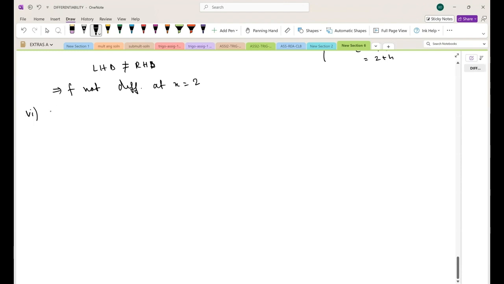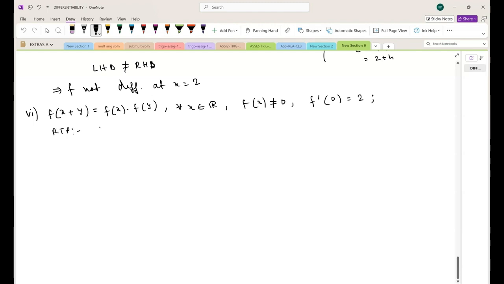Now, next sum is a little different. Fx plus y equal to fx into fy. It is given for all x belonging to R. Fx not equal to 0 given. Derivative of the function at 0 is 2. All these are given. To prove f dash x equal to twice fx.